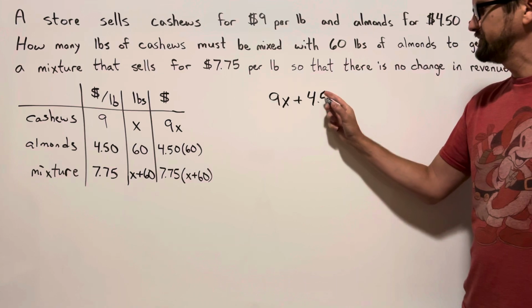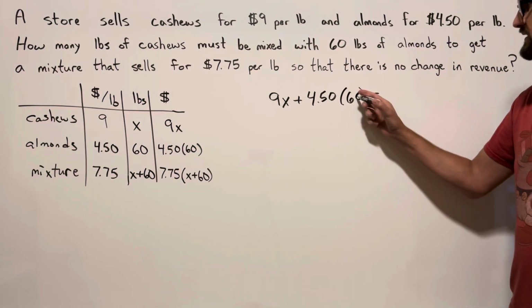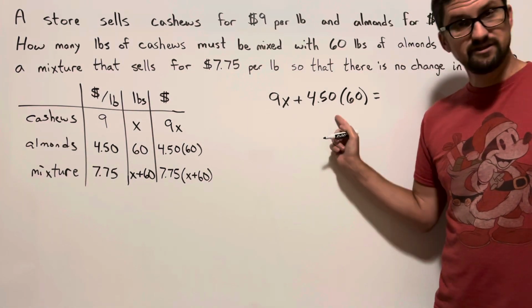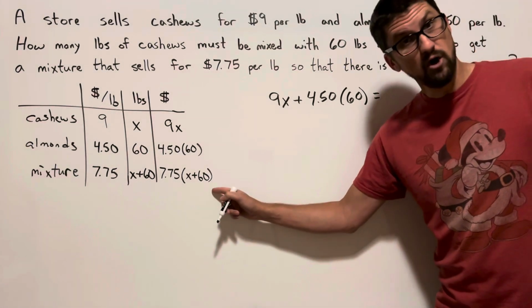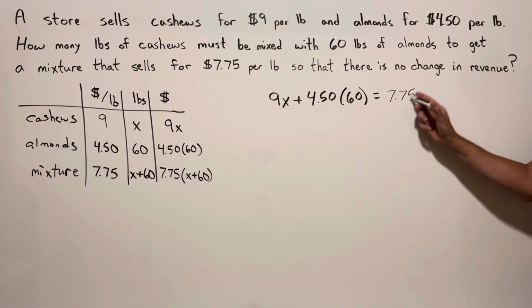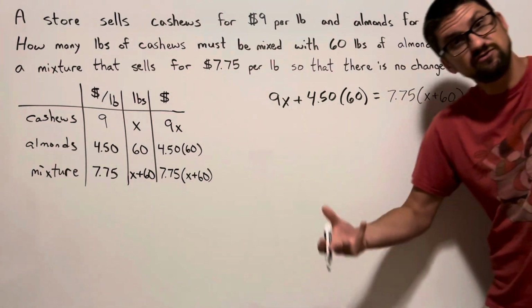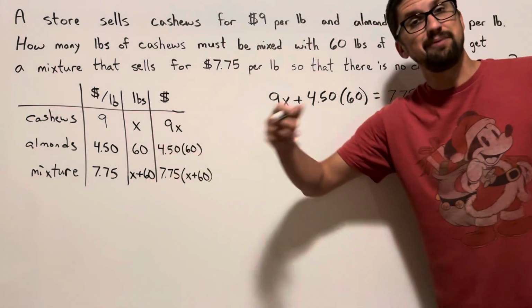plus 4.50 times 60. This is the revenue made off the cashews and the almonds together. That is going to equal the revenue made off the mixture, 7.75 times X plus 60. And there you go. That gives you an equation that you can now solve for X. And X is what I'm looking for, the pounds of the cashews.